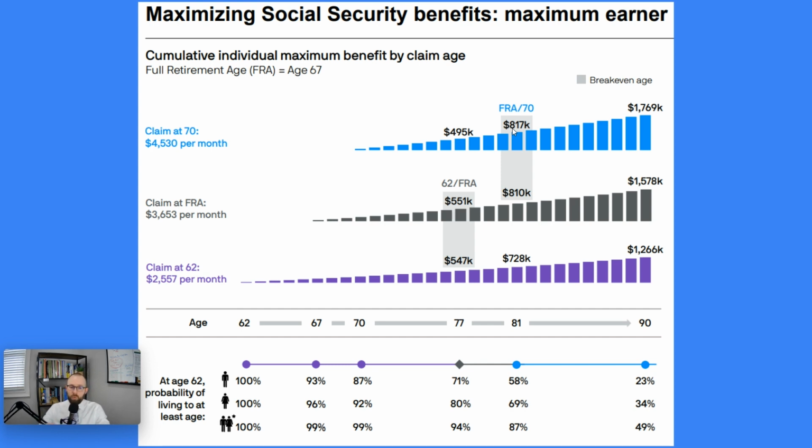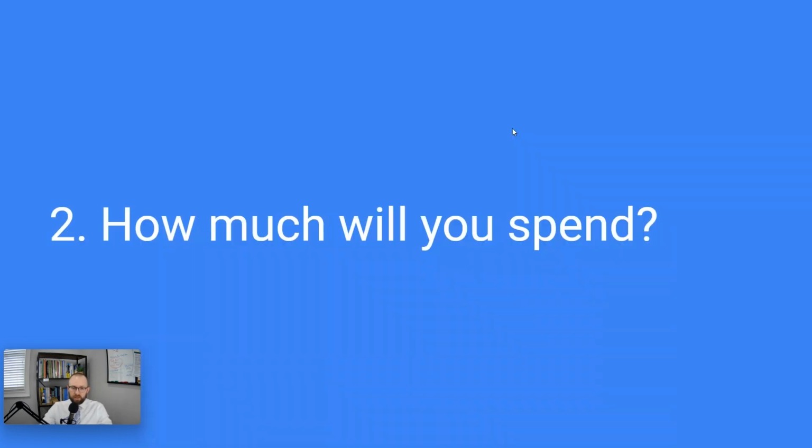Or between you and your spouse, one of you take it maybe like 65, 67, and the other one waits till 70, just depending on what that would look like. So there's a lot of ways you can really customize and optimize that Social Security benefit. It's just a matter of making sure it fits into the rest of your plan.